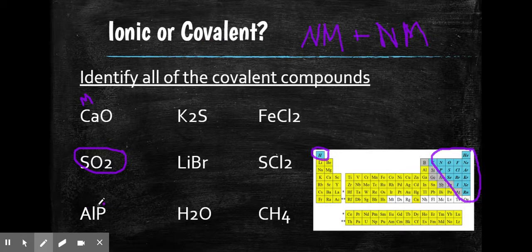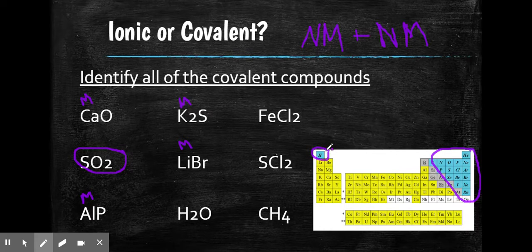All right, this one, Al and P. So we have aluminum and phosphorus. Aluminum's over here in yellow. It's just to the left of that staircase. It is a metal. So as soon as we see that metal, we should be thinking ionic compound, not covalent. All right, K2S. Potassium is right here. That is a metal. So this is not covalent, that's ionic. LiBr, we have Li, which is right here. That is also a metal. So that is also ionic.